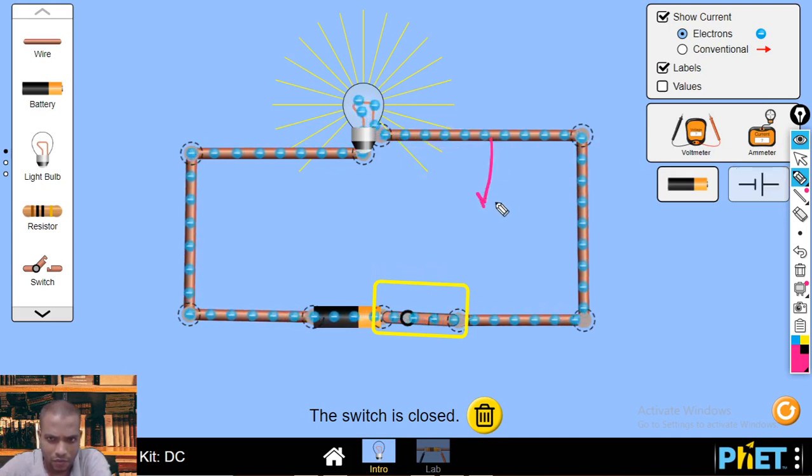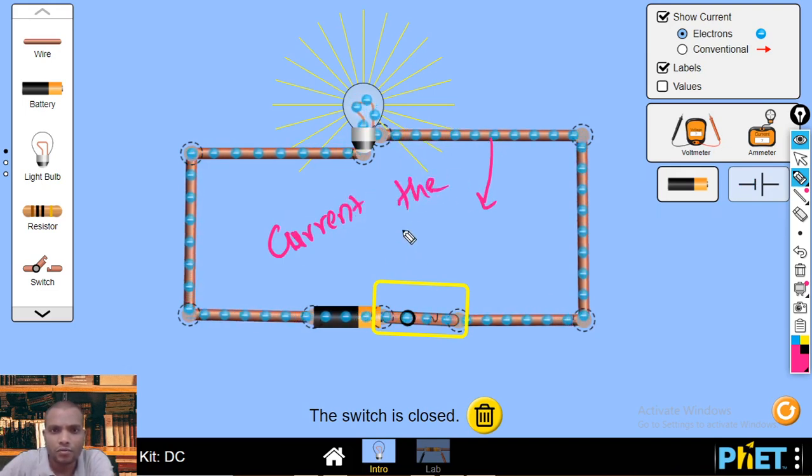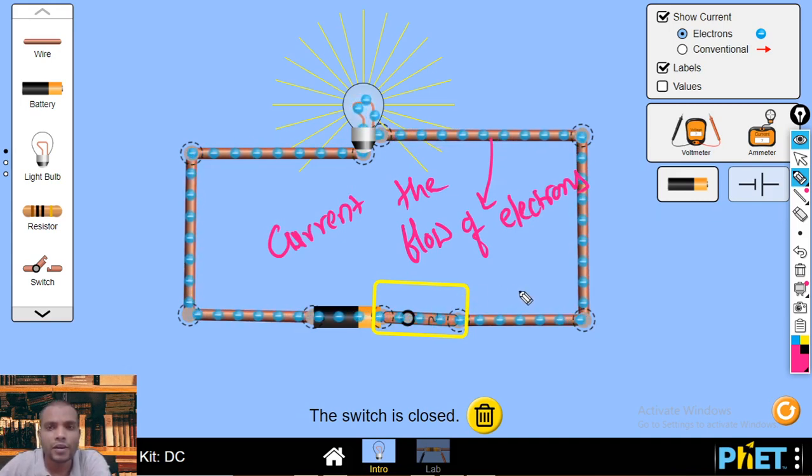Now here we define current. Current can be defined as the flow of charge. Flow means motion. The flow of electrons we define as current. So we can define current I equal to Q by T. Here Q is the charge of an electron, T is the time.